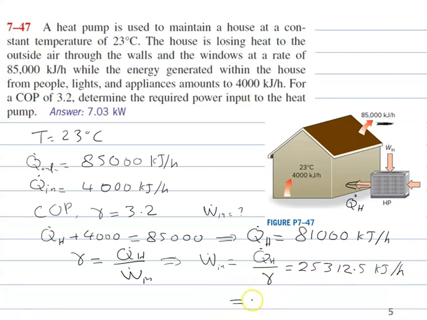Okay, if you want it in kilowatt, then we divide by 3,600, that is times 1 over 3,600, and that will give us 7.03 kilowatt. This will give us this, and that's the final answer. Okay, thank you.